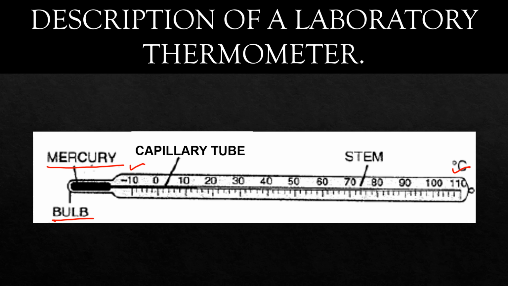When we put the thermometer in ice, the level of mercury falls to the 0 mark, while in boiling water it rises to 100. From the 0 mark to the 100 mark, the thermometer is divided into 100 equal divisions. Each division is called a degree.